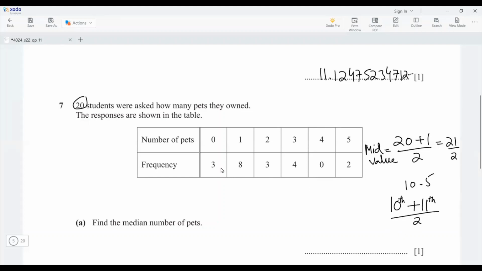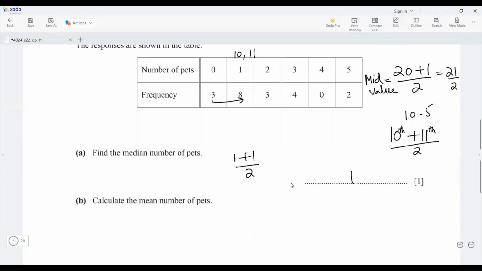So moving here, we have to shift from 3 till 8. There are 3 values till that, 0 is repeating 3 times, 1 is repeating 8 times. So 3 plus 8 is 11. So it is referring us that the 10th value is 1 and the 11th value is also 1. So taking the average of the same number results in the same number, means 2 by 2 results in 1. So if you can find this answer by any of the methods, you will get 1 mark.